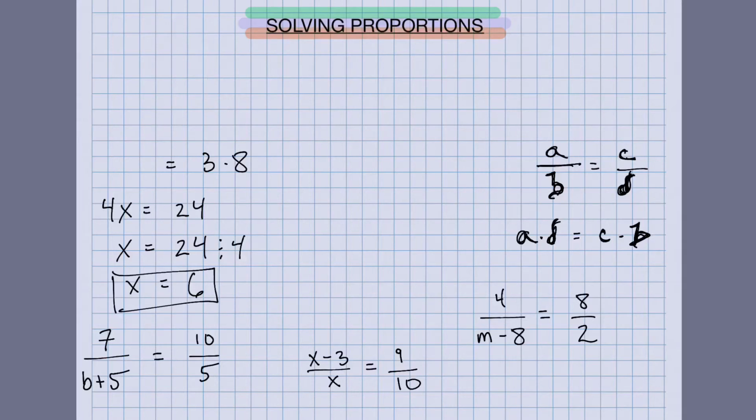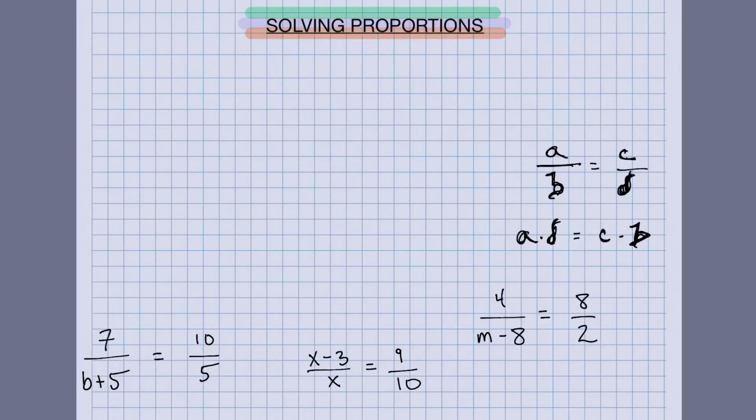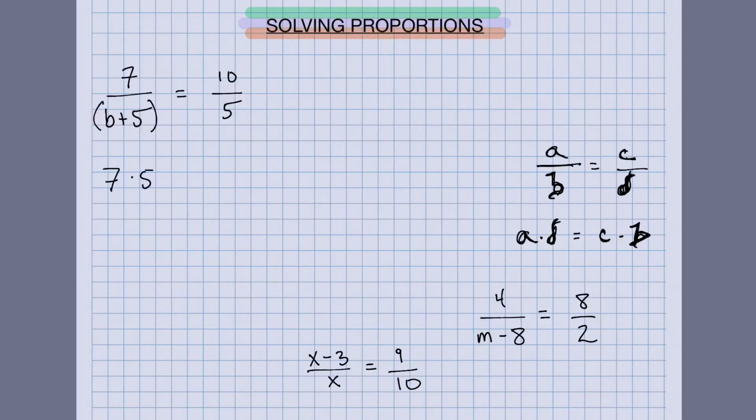Okay, let's try another one, maybe with some algebra thrown in, maybe a little bit more of a problem. So let's say, how about this one? Okay, you're just simply going to multiply straight across. Now when you see something like this, what you could do is you could put it in brackets if that helps. Okay, so for the left side we have 7 times 5 equals 10 times (b plus 5). Okay, see, all I did is I took this entire, everything in these parentheses, and I just multiplied it and moved it up.